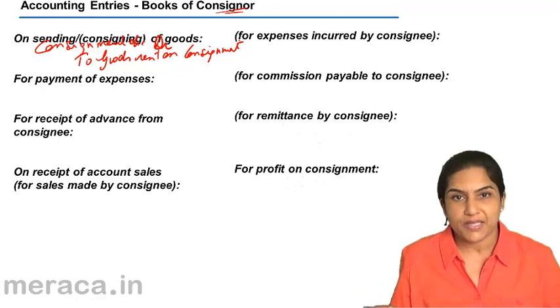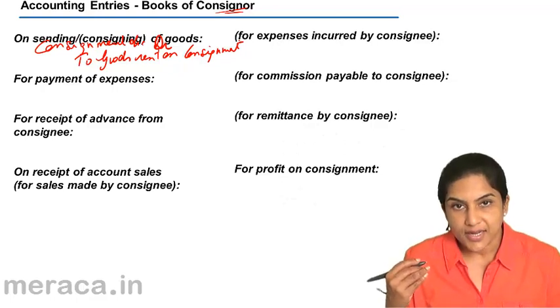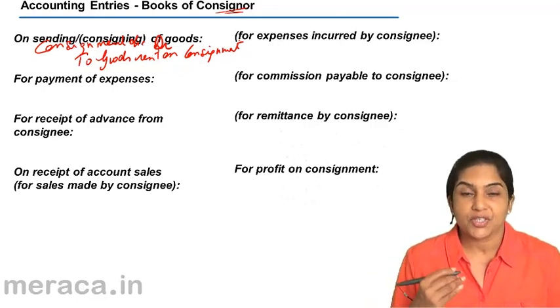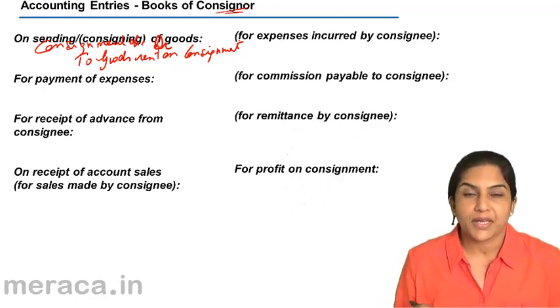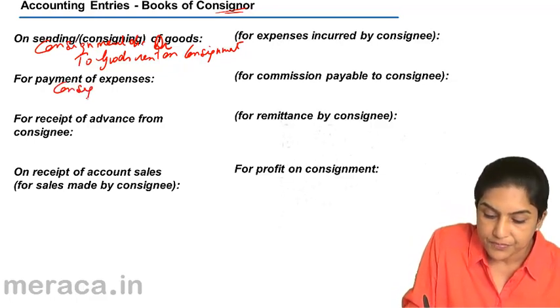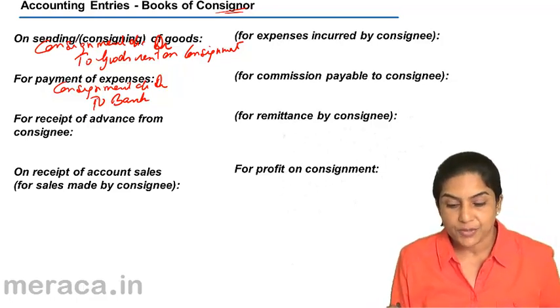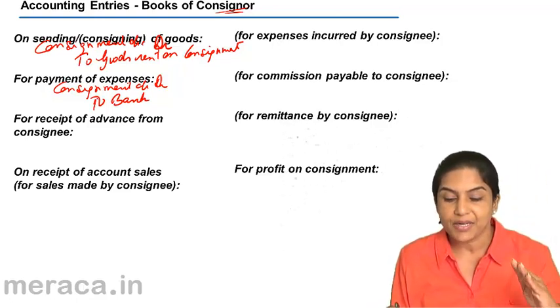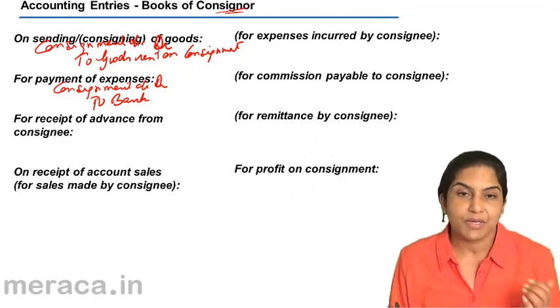For payment of expenses, suppose the consignor has incurred transportation charges, like in our example, Mukta had spent 10,000 transport costs. So what would be the entry? All expenses we debit to consignment account, and there's an outflow of cash, maybe to bank, maybe to cash. So on sending of the goods, consignment account debit to goods sent on consignment. For payment of expenses, consignment account debit to bank.